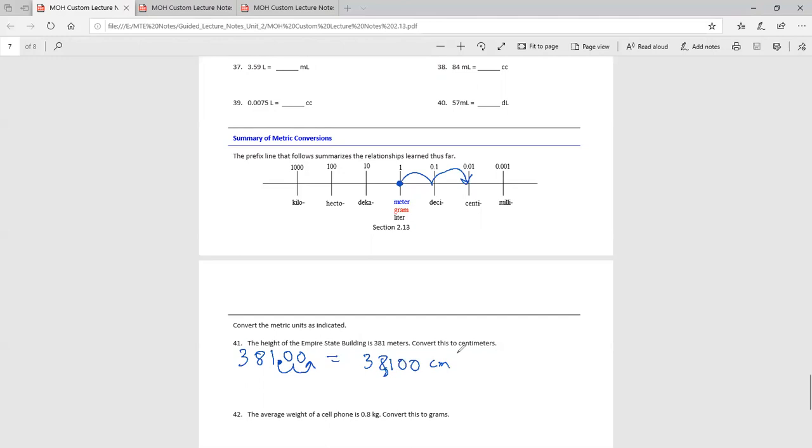And there we go. The rest of the problems are pretty similar. You can see 42 below. The average weight of a cell phone is 0.8 kilograms. Convert this to grams. Let's knock that out really quickly. So we're going from kilograms to grams.